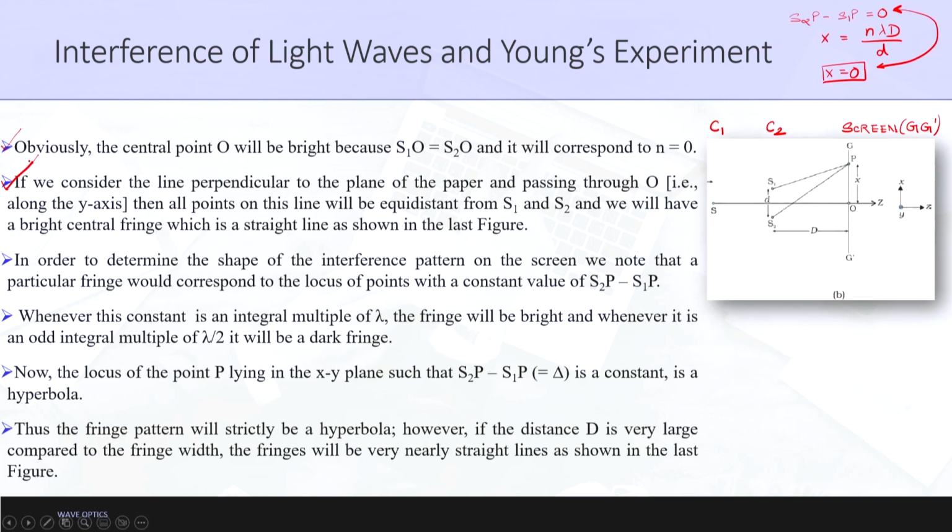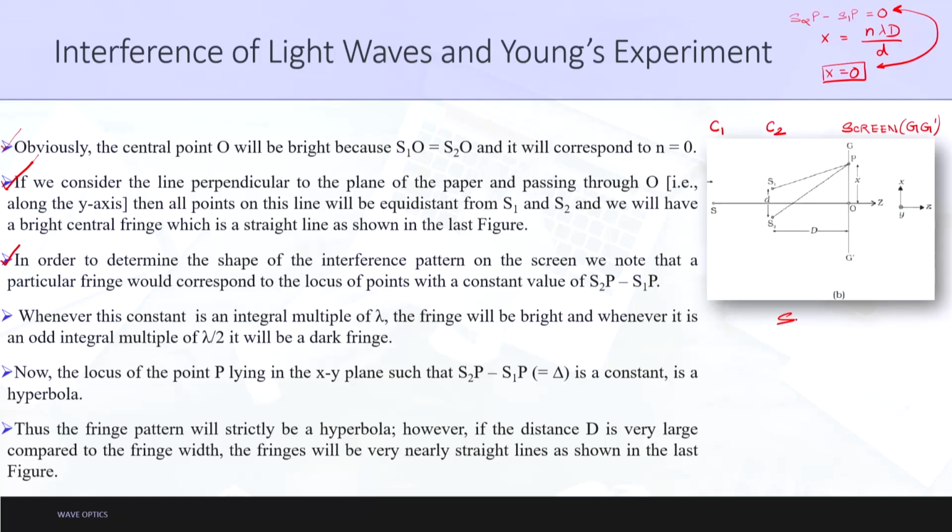Okay. So now, in order to determine the shape of the interference pattern on the screen, we note that a particular fringe would correspond to the locus of points with a constant value of S2P minus S1P. So what this line tries to explain is that any fringe, whenever it is formed, can have either a curved shape or a straight shape. It depends on the locus of S2P minus S1P.